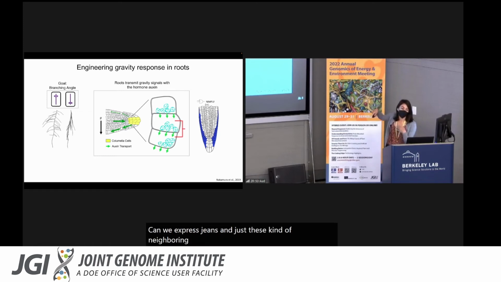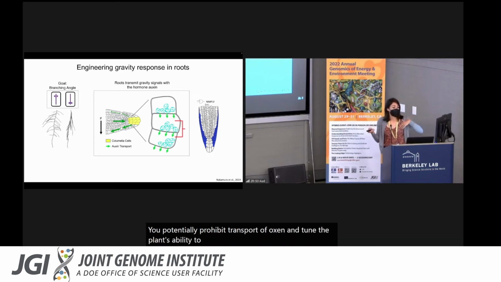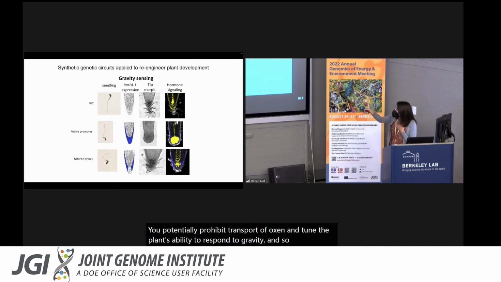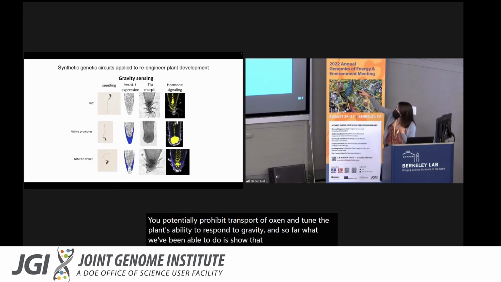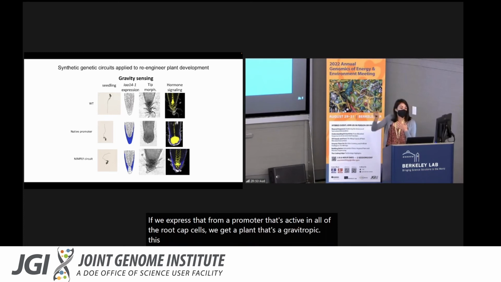But what we were thinking is, okay, can we express genes in just these neighboring cells that are transporting auxin to potentially prohibit transport of auxin and tune the plant's ability to respond to gravity? And so far, what we've been able to do is show that a wild type plant, which grows down in the direction of gravity, has in a confocal image an organization that looks like this, and does differently than a plant where we express the same developmental regulator that makes the cells insensitive to auxin. If we express that from a promoter that's active in all of the root cap cells, we get a plant that's agravitropic. This one's actually going completely upward on plates.